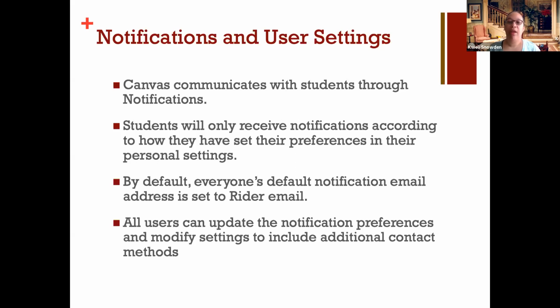By default, everyone's default notification email address is set to their Rider email. You do have the ability, and students have the ability as well, to add additional email addresses. So if you would rather receive those notifications at a different email address, you can set that up. And you can also add phone numbers if you want to receive text messages.